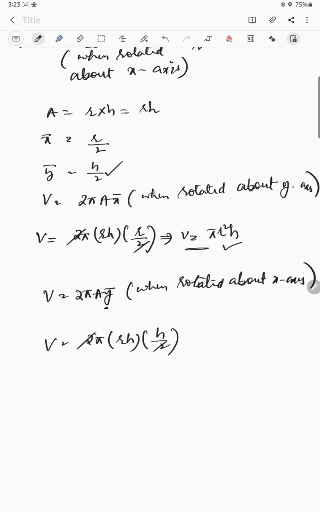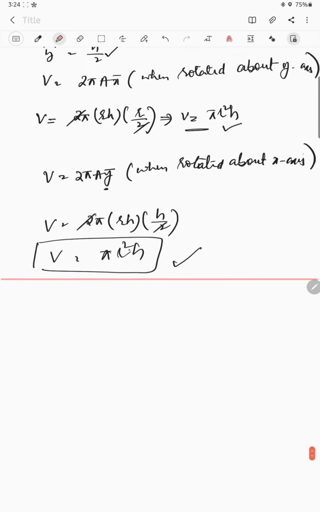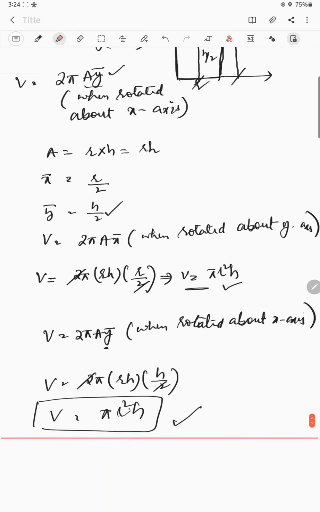So again, we get V is equal to pi r square h. Both the values will be the same. Okay, able to follow this one? Yes. So now we will take another figure. Suppose, for example, in the previous problem we have taken a rectangle. Now we will take a triangle.